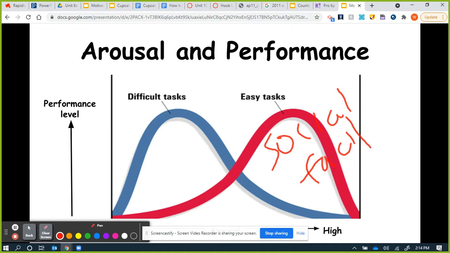On the flip side, though, if it's something that is hard or something that we are not good at, we prefer to have a lower level of arousal, right? Because we need to be able to focus, and if it gets too high, our performance goes down. So high and low. All right. Are there any questions there about optimal arousal?